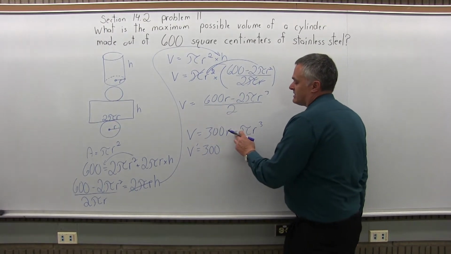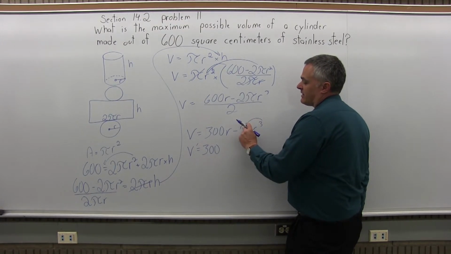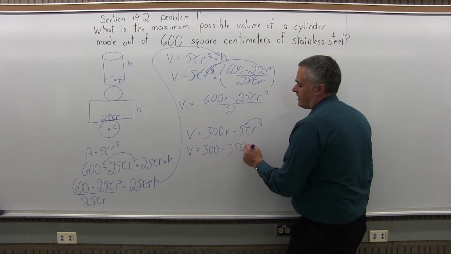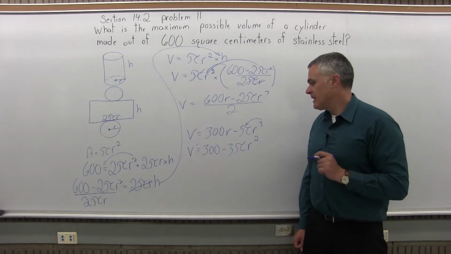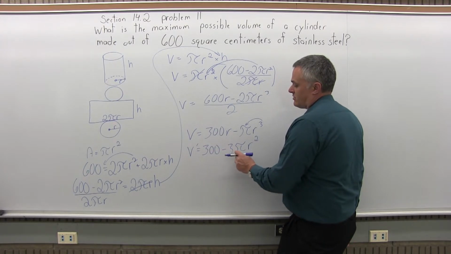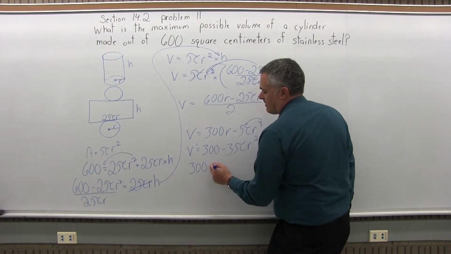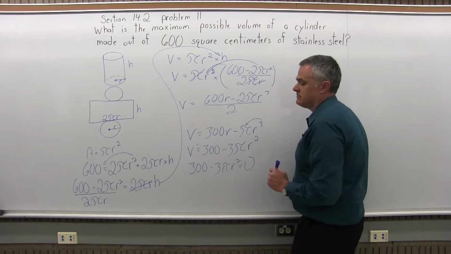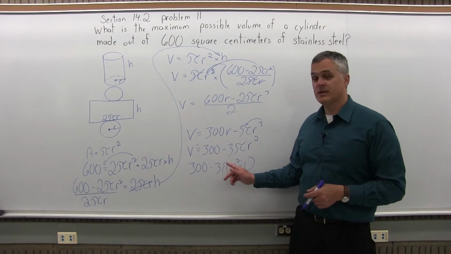Now this minus pi r cubed, the 3 exponent is going to come down times the minus pi in front. I'll have minus 3 pi r squared, like that. So now that's v prime, 300 minus 3 pi r squared. So now set that equal to 0. So I have 300 minus 3 pi r squared equals 0. That's an easy step. Now solve that equation. Find the value for r that makes that true.